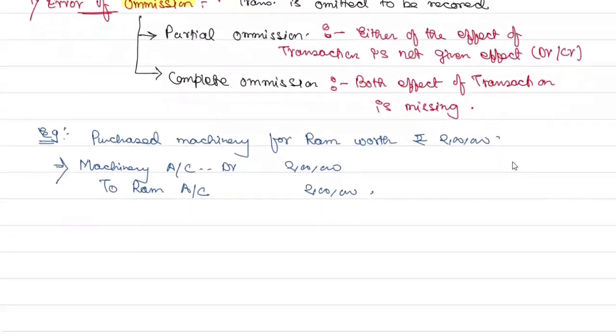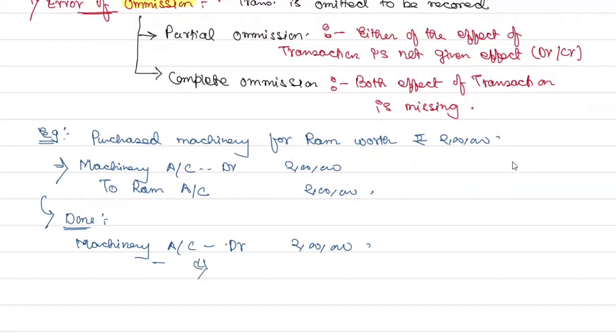Now, if I say that what we have done is machinery account debit 2 lakh, but we have forgotten about the RAM account. So that means what? This is a case of partial omission.